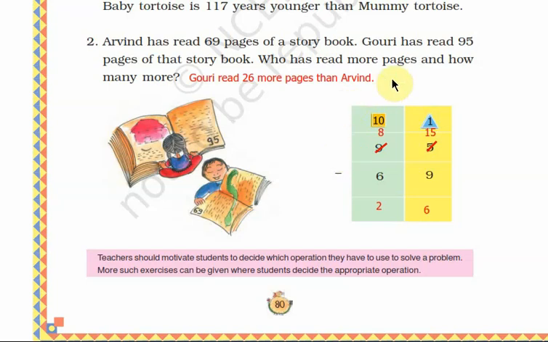Who had read more pages? So here, who had read more pages? 95 or 69? Which is the largest number? 95 is the largest number. Who has read 95 pages? Gauri has read 95 pages. So Gauri has read more pages. And how many more? You have to find out how many more pages Gauri read. So for that, you have to deduct 69 from 95. So it is already written in columns. We have to deduct here.